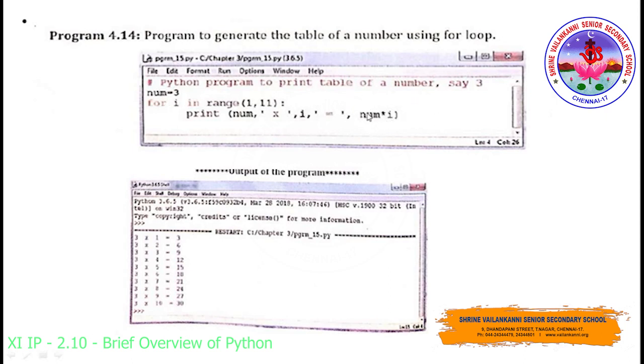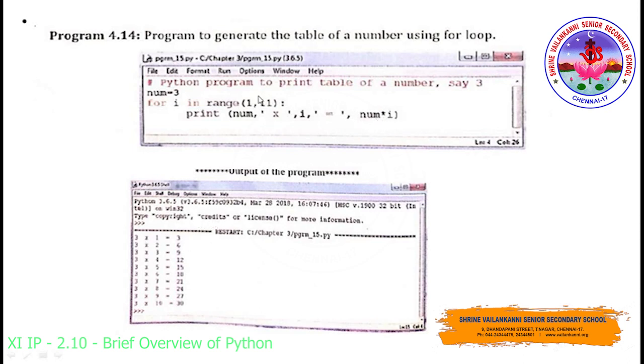So for the variable num, 3 is there, into what is the value of i as of now, which is 1. So 3 into 1. What will happen here? That particular value will be displayed. 3 into 1, the result is 3, that gets displayed.